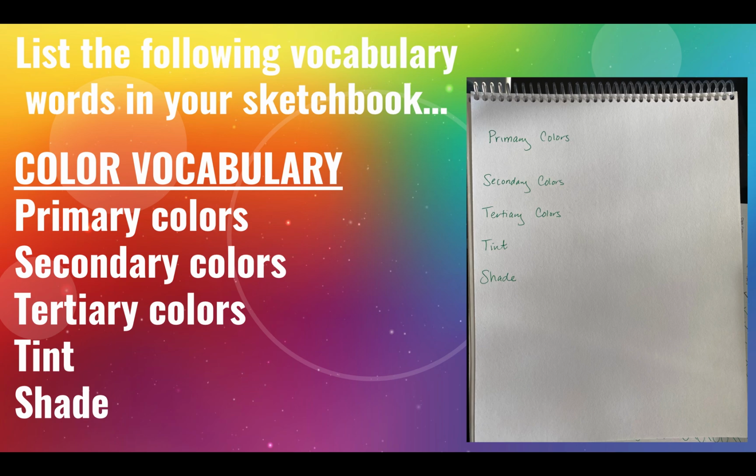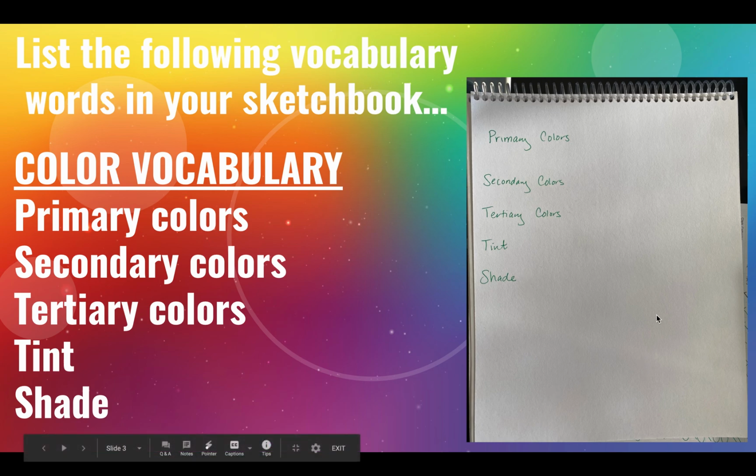All right, so like I said, you'll need your sketchbook to take some notes today, a pencil, and then also your colored pencils. So take a moment to get those out. And then on a clean sheet in your sketchbook, I want you to write down these words here that you're seeing. Primary colors, and leave some space for where you'll take notes. Secondary colors, tertiary colors, tint, and shade. And leave some space at the bottom where you'll be creating a little mini color wheel.